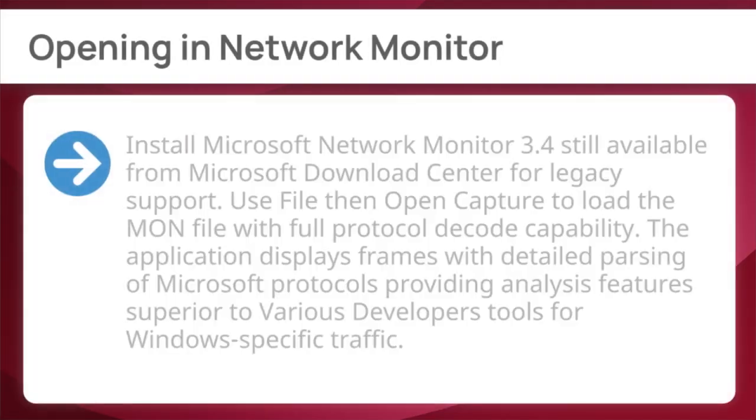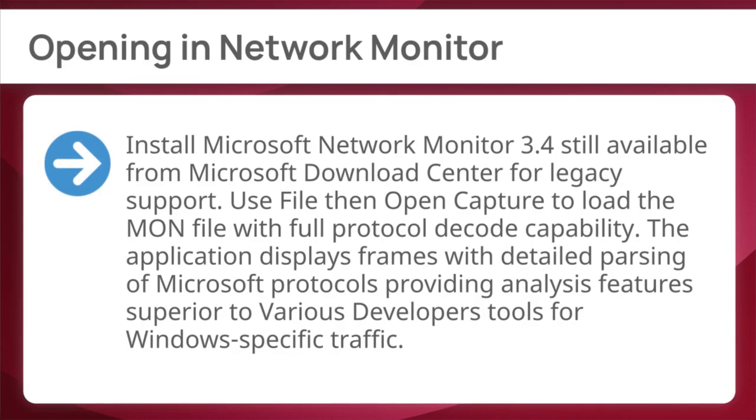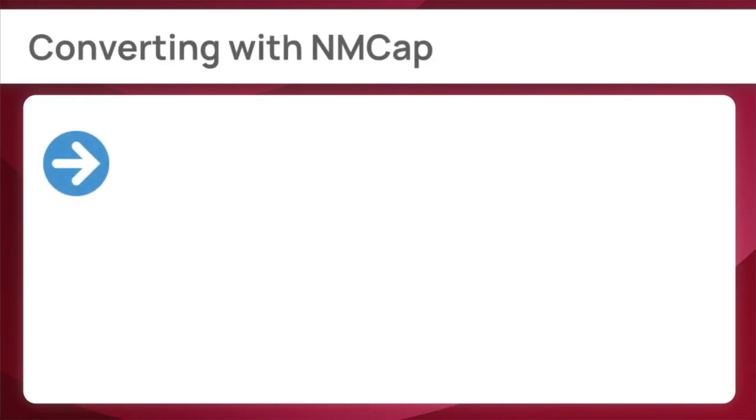First, opening a network monitor. Install Microsoft Network Monitor 3.4, still available from Microsoft Download Center for legacy support. Use File then Open Capture to load the MON file with full protocol decode capability. The application displays frames with detailed parsing of Microsoft protocols, providing analysis features superior to various developers' tools for Windows-specific traffic.